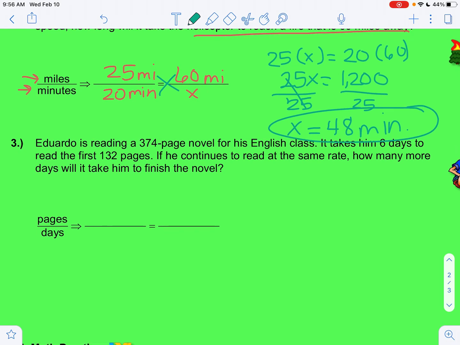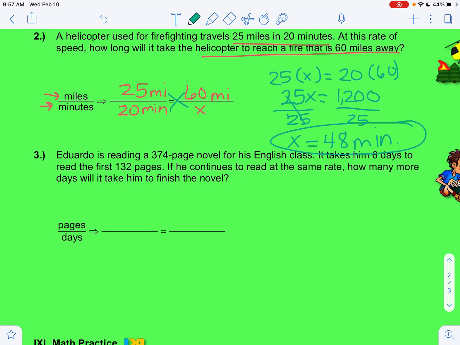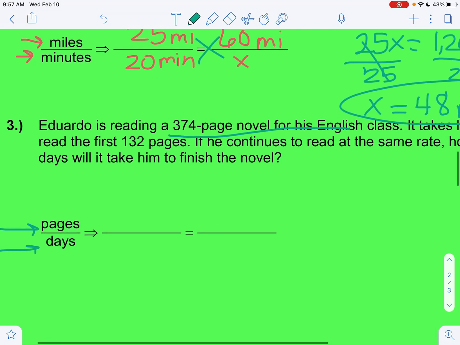Eduardo is reading a 374-page novel for his English class. It takes him 6 days to read the first 132 pages. If he continues to read at the same rate, how many more days will it take him to finish the novel? So we're setting up our ratios as pages over days. Okay, so let's take a look at that first sentence. He's reading a 374-page novel. So that goes on the top.